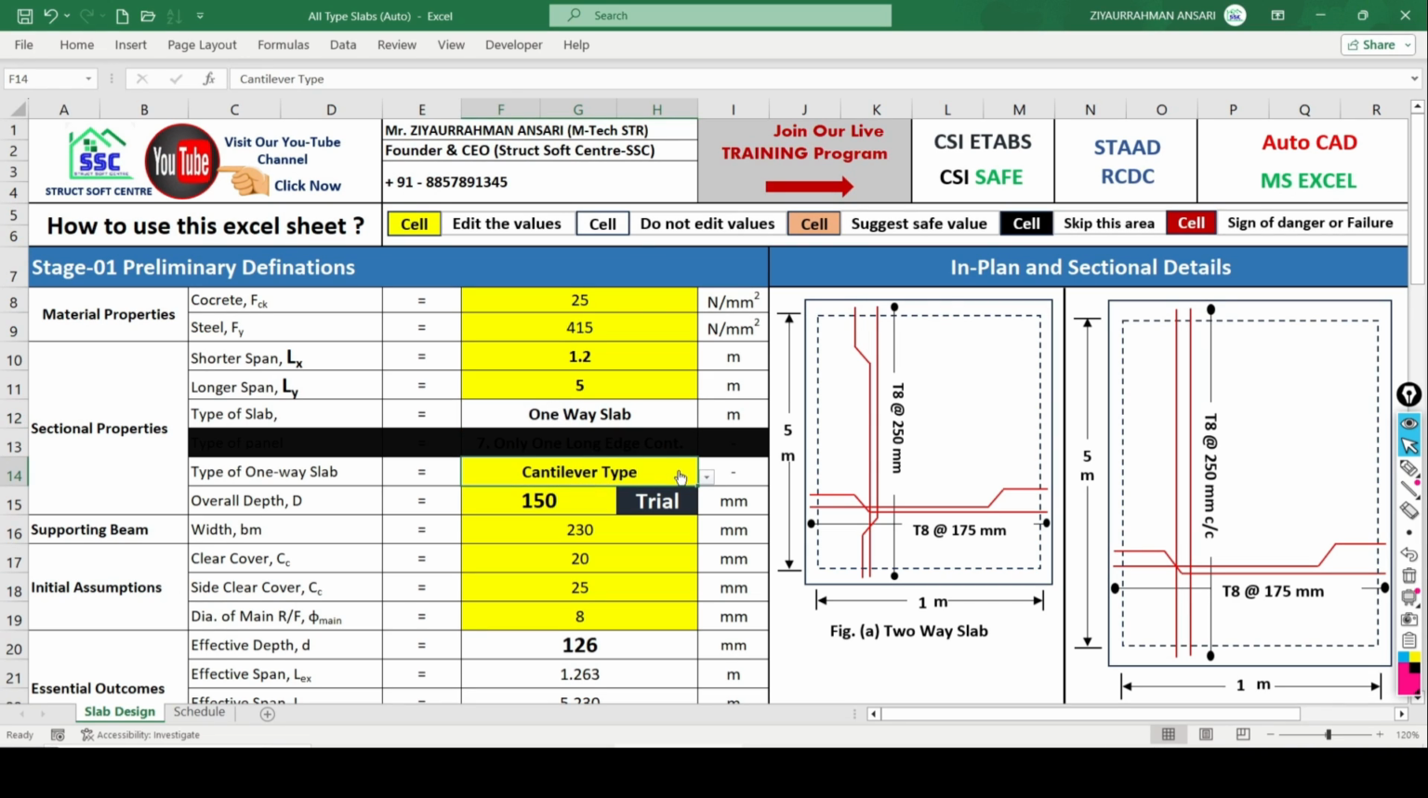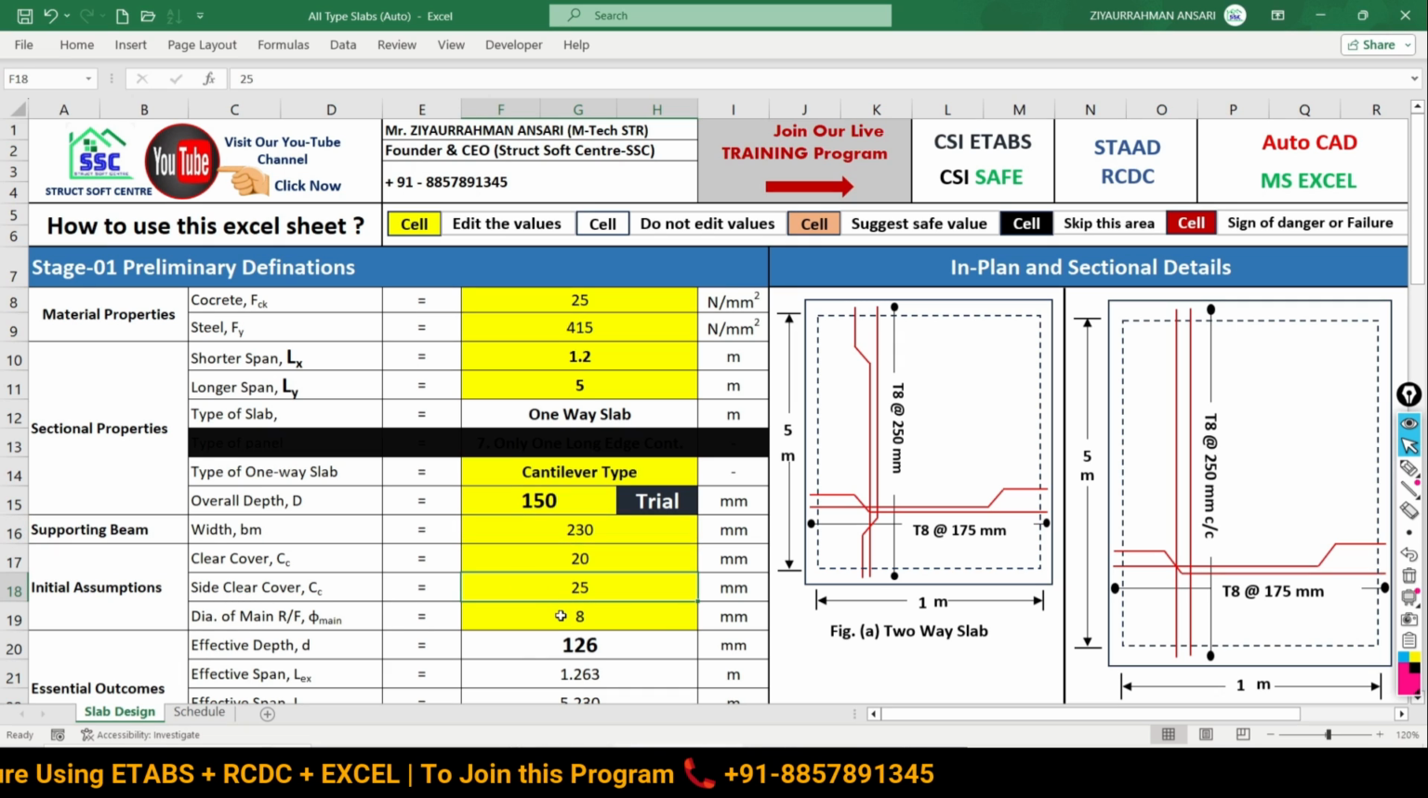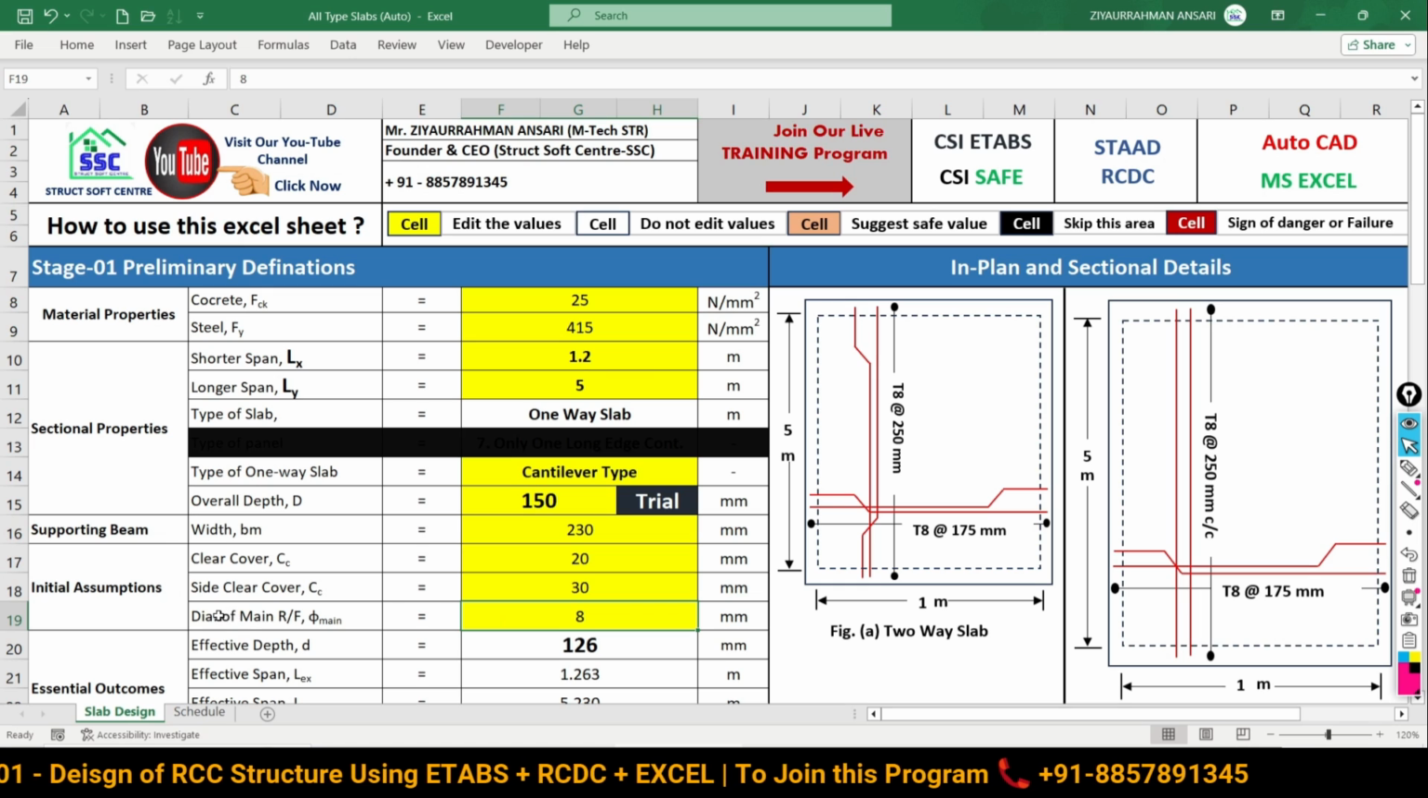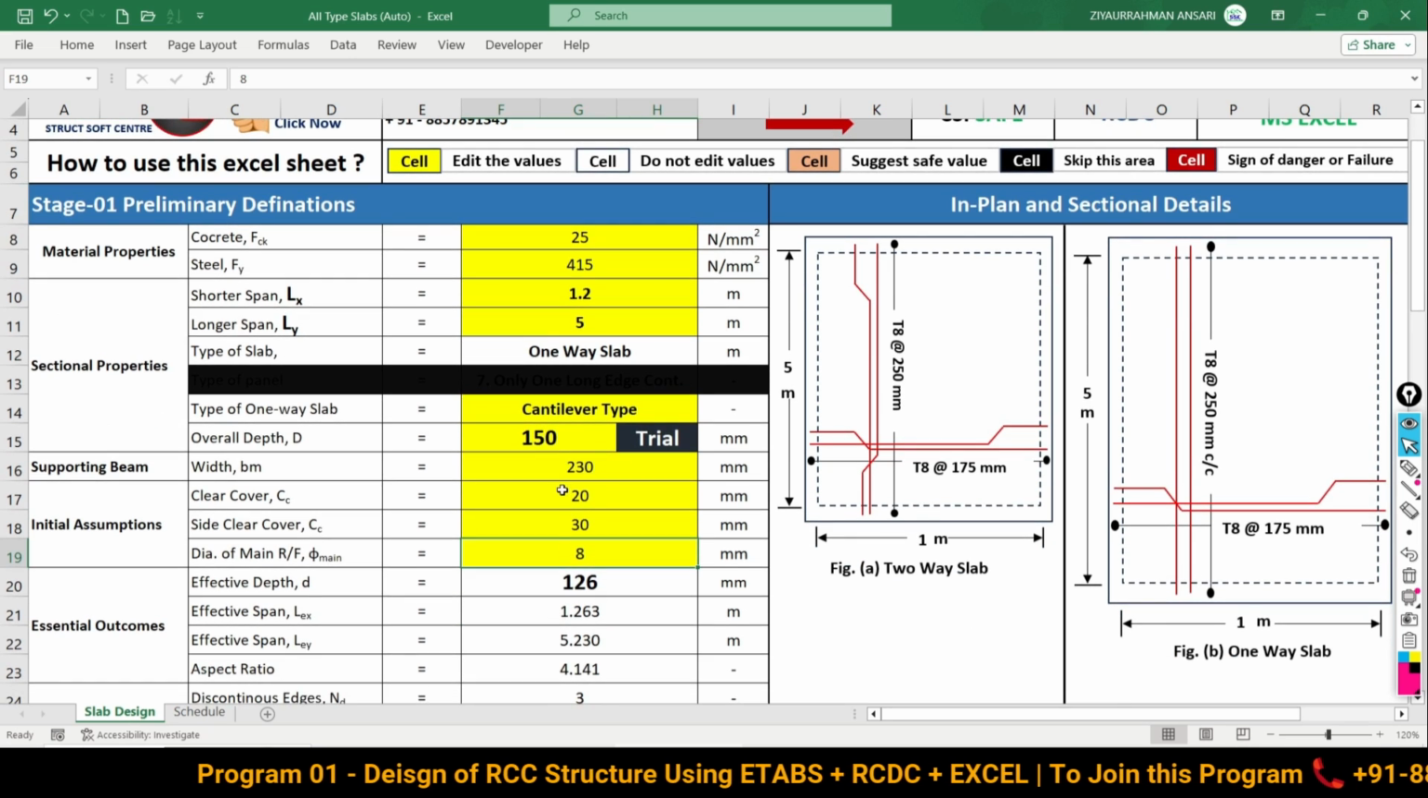Now in case of one way slab, it may be of three types: either simply supported, continuous, or cantilever. So we are going to design the type of the slab as cantilever. That's why I'm choosing this cantilever. Now here the trial overall depth. So I am going to choose the trial overall depth to match with our manual calculation. In our manual calculation we have considered the overall depth as 150. Now width of the supporting beam is 230, clear cover as 25, and side clear cover we have considered as 30. Now diameter of the main reinforcement we have considered as 8 mm.